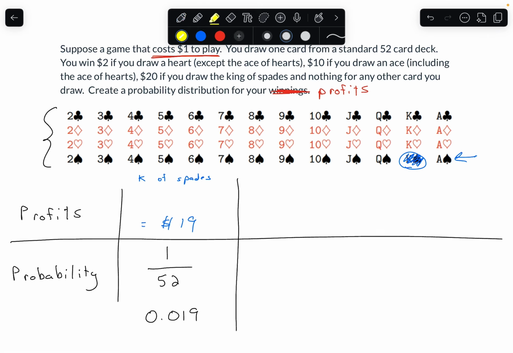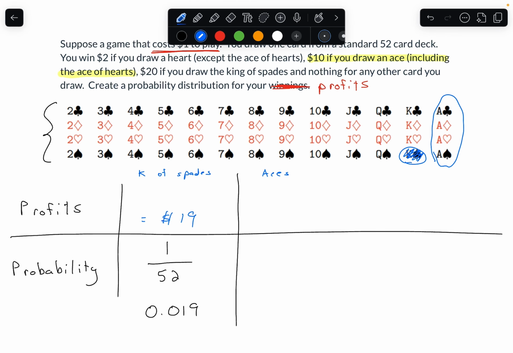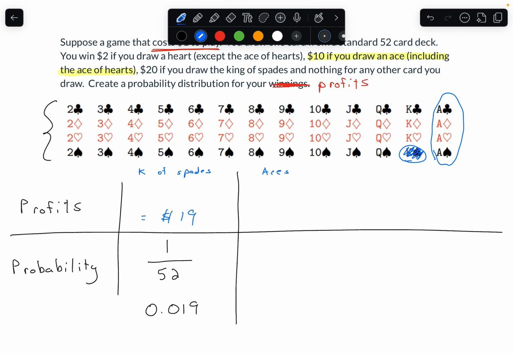So going back, now we say we win $10 if you draw an ace, including the ace of hearts. The aces are going to be this row right here. So let's talk about the profits first. We win $10, but again, remembering that we had to pay $1, so this is for the aces right here. We win $10, but we take away 1 for the cost, so this ends up looking like $9 altogether. So our profit is going to be $9.